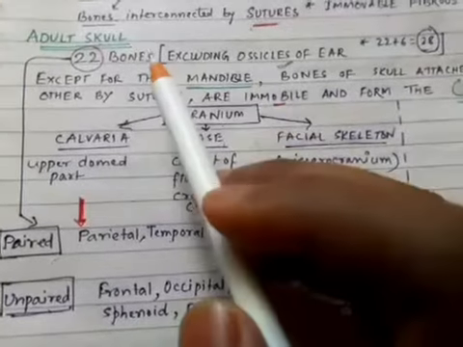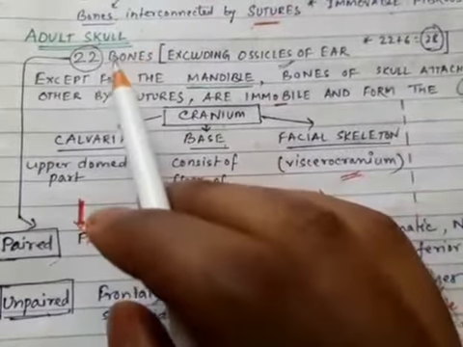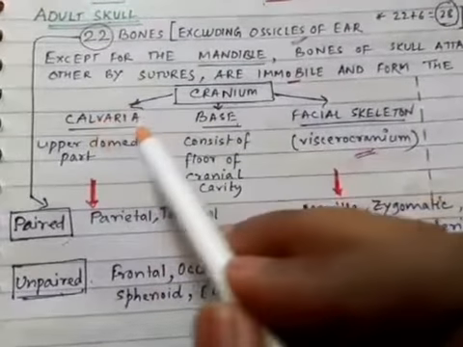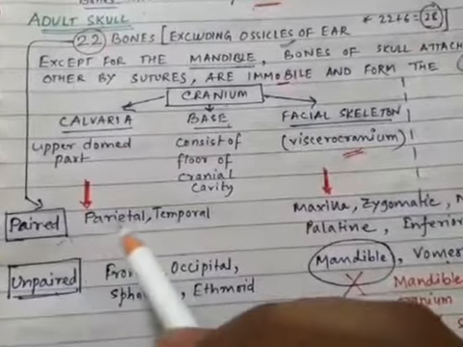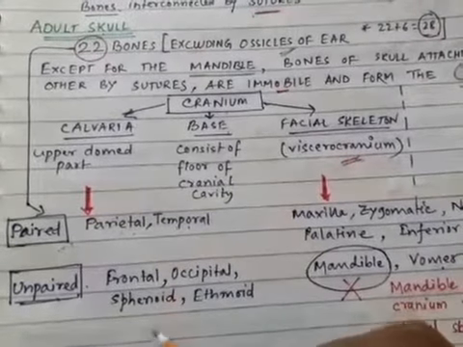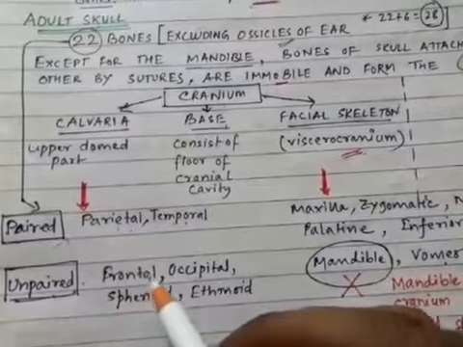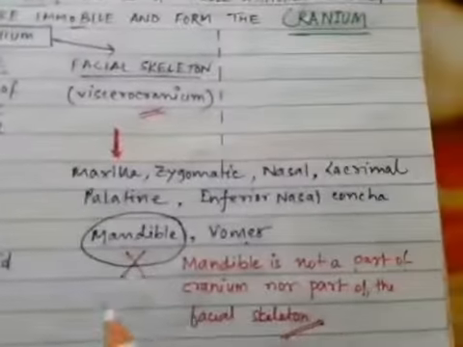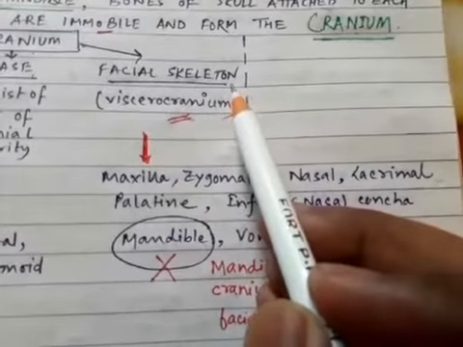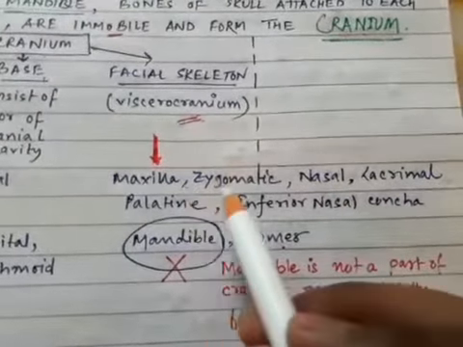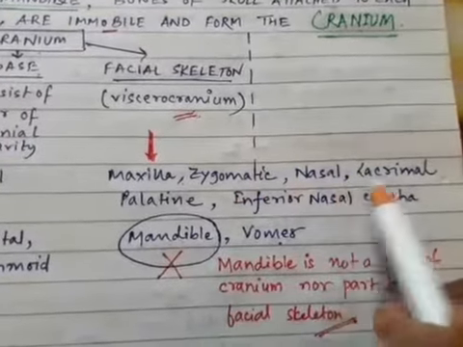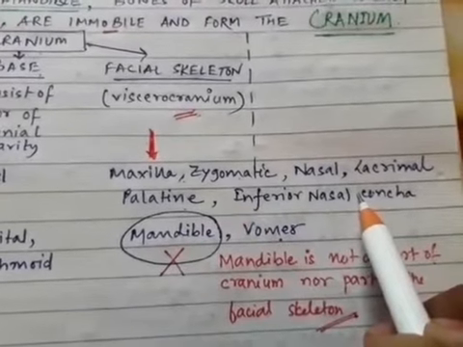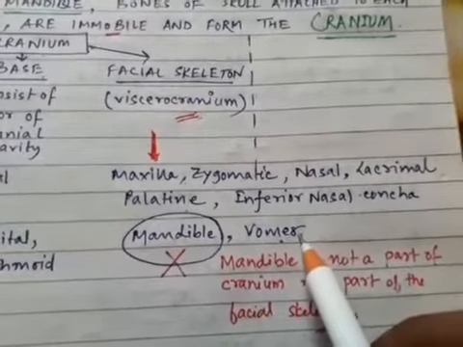Now, out of these 22 bones, some are paired and some are unpaired. Now, the bones forming the calvaria, those are in pair are the parietal and temporal bone, and those unpaired are frontal, occipital, sphenoid, and ethmoid bone. Bones forming the facial skeleton, those in pair are the maxilla, zygomatic, nasal, lacrimal, palatine, and inferior nasal concha, and a single unpaired bone, vomer.